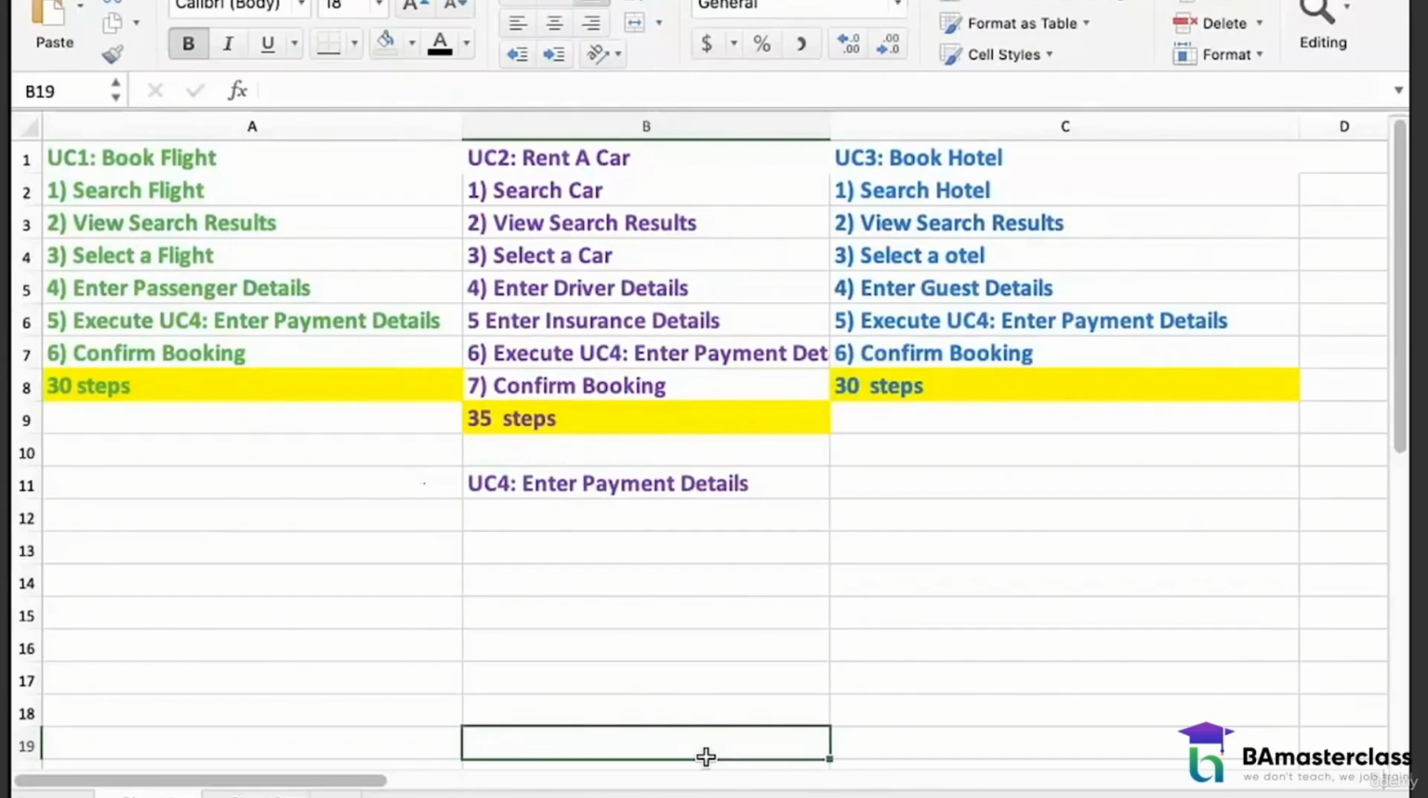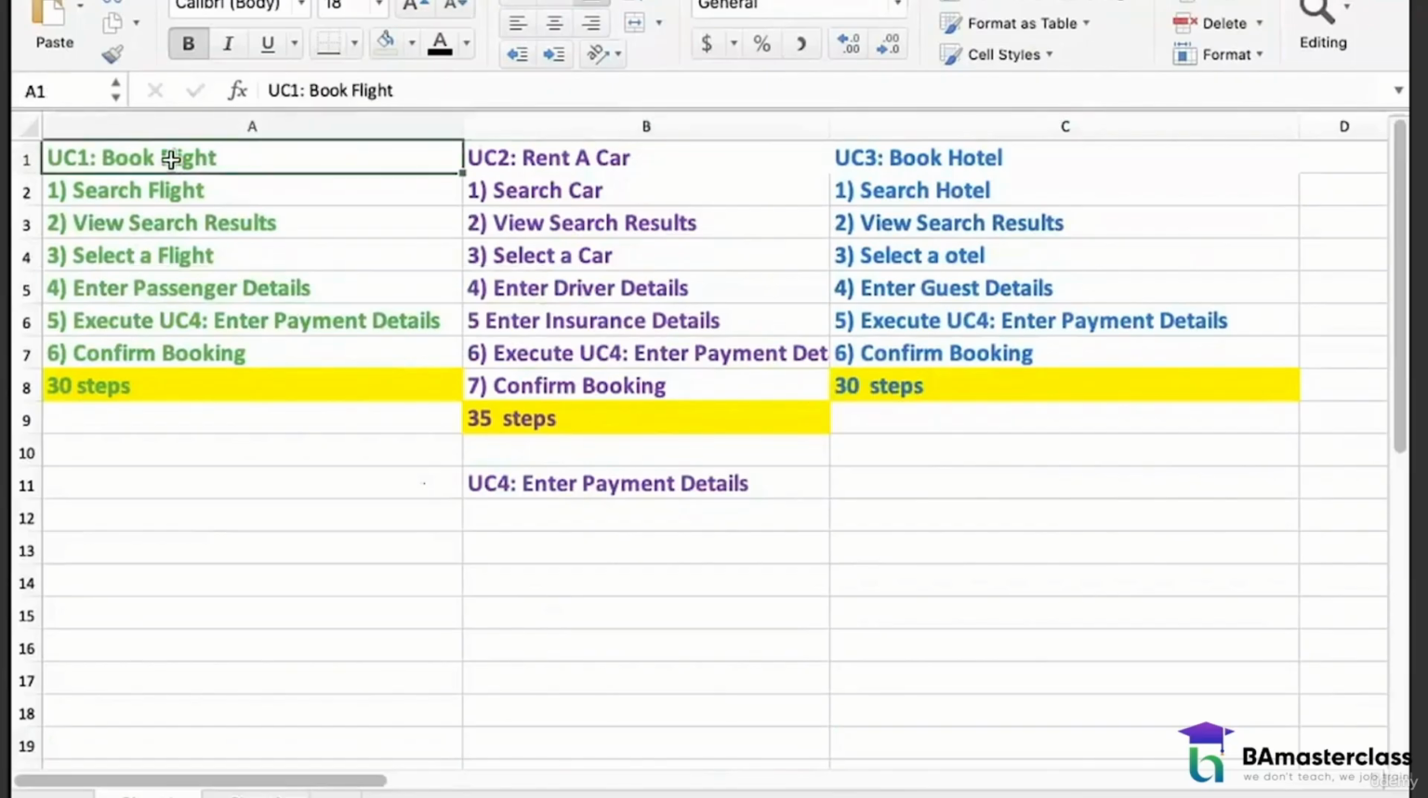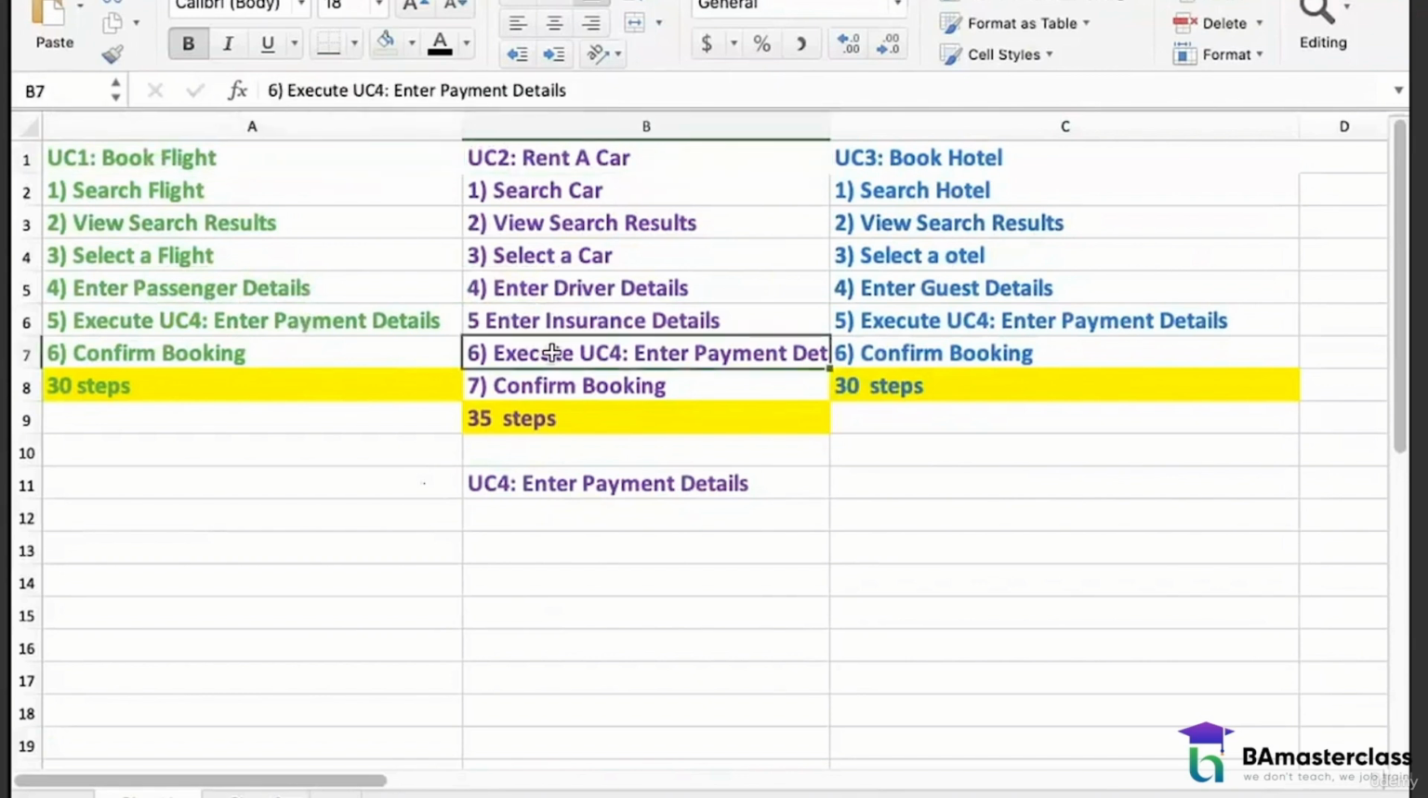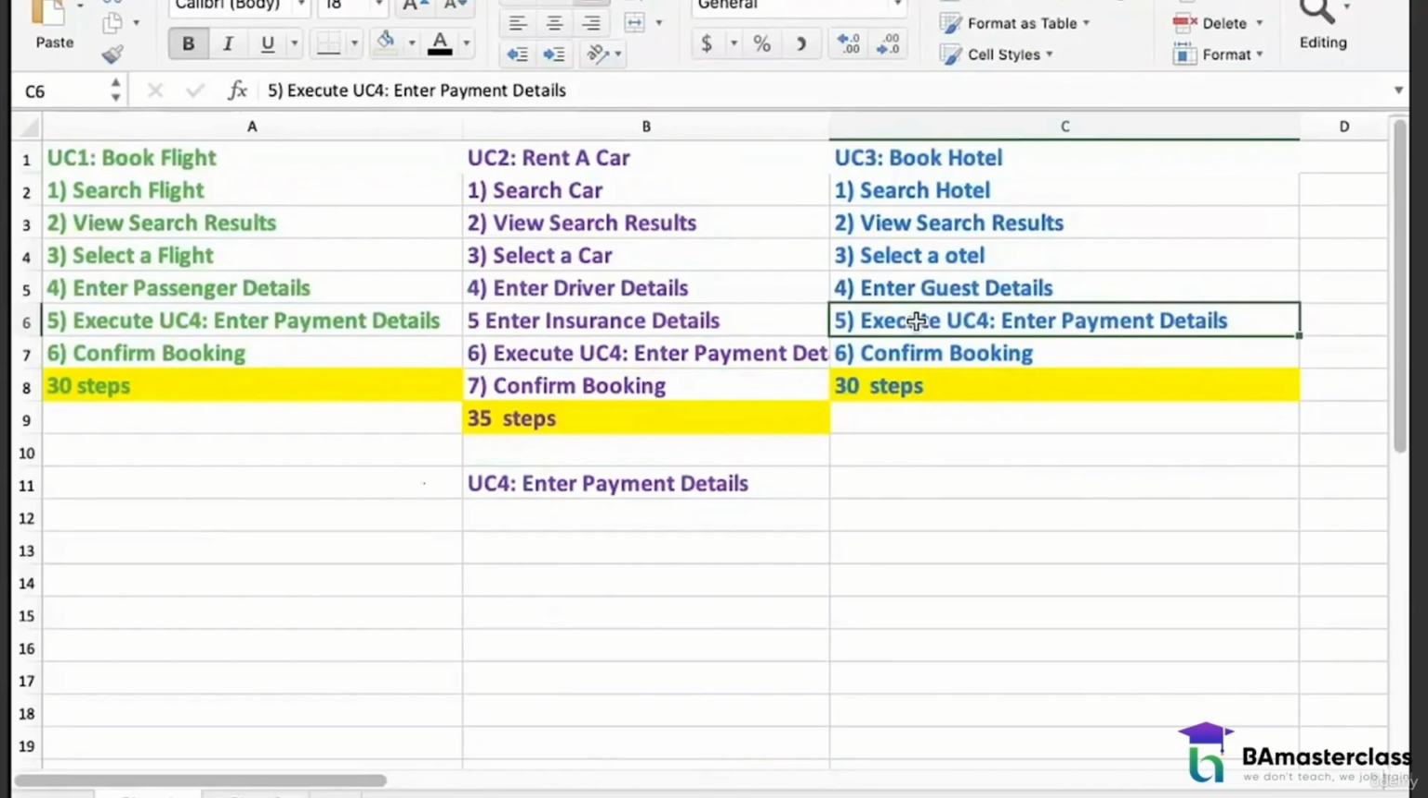So can I say that use case book flight includes enter payment details? Use case book flight includes use case enter payment details. Use case rent a car includes use case enter payment details. Use case book hotel includes use case enter payment details. That's an includes or a uses relationship where one use case includes another use case.